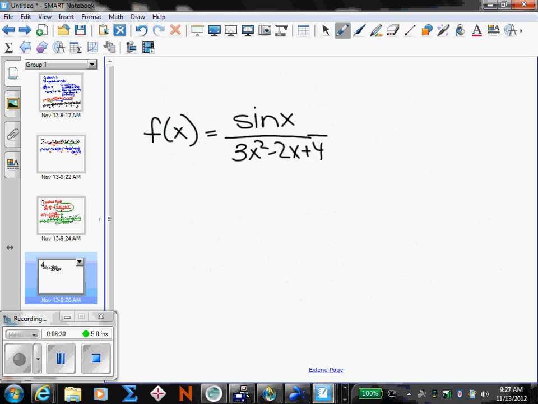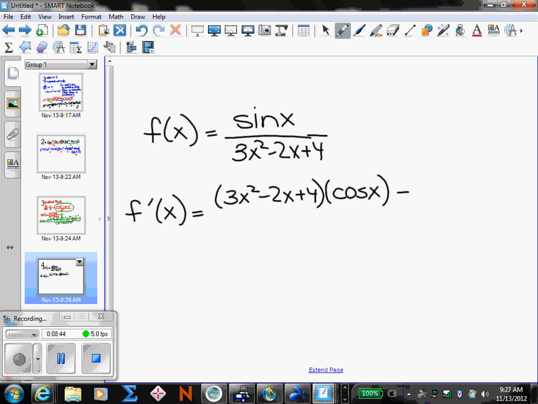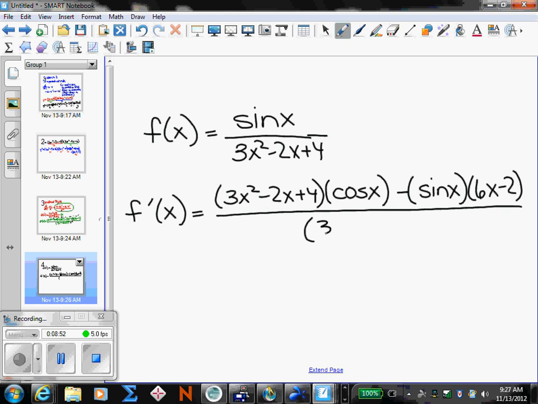Okay, it's a quotient. We will apply the quotient rule. So the denominator times the derivative of the numerator, which is cosine x, minus the numerator times the derivative of the denominator, all over the denominator squared.